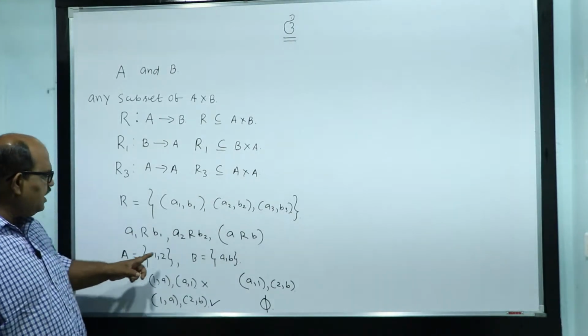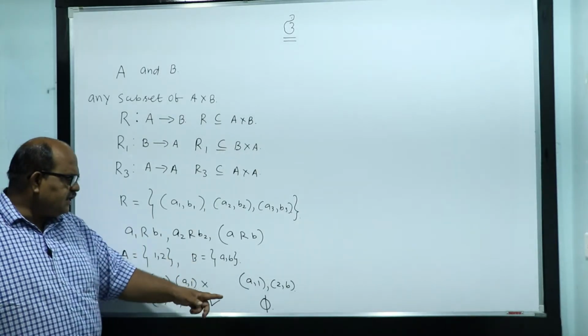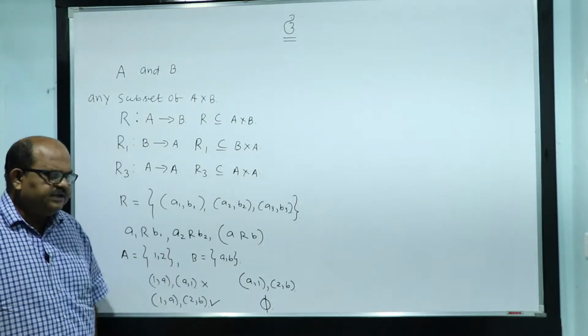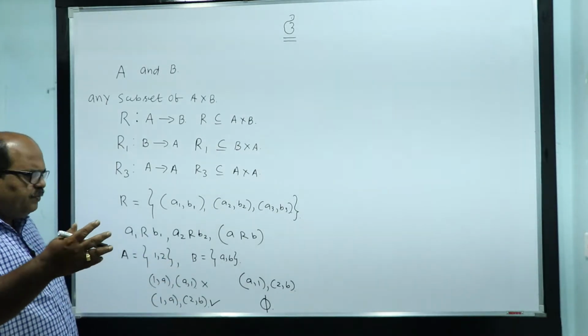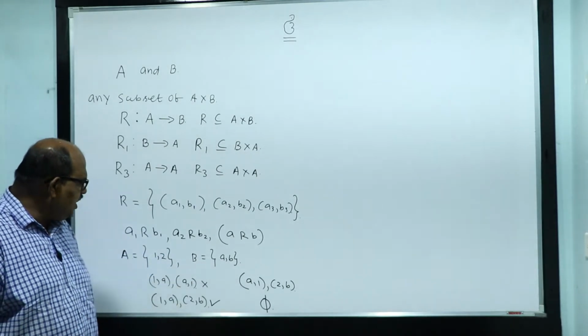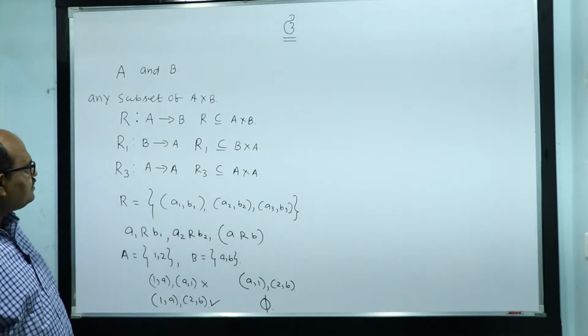Phi is a relation from set A to set B, whatever may be the set A and set B, because you have studied in 10th class that phi, the empty set, is a subset of any set. So whatever set A and set B may be, phi is a subset, so phi is a relation from set A to set B.